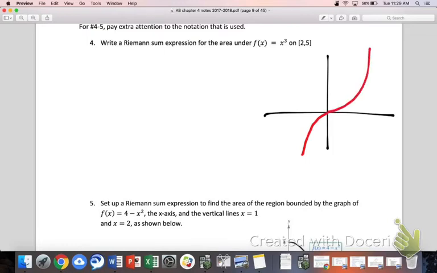That's one of my better cubics. I'm happy with that. And we are concerned about the interval from 2 to 5, so I will just kind of throw that in here. So 2 to 5, we'll say is right about there.